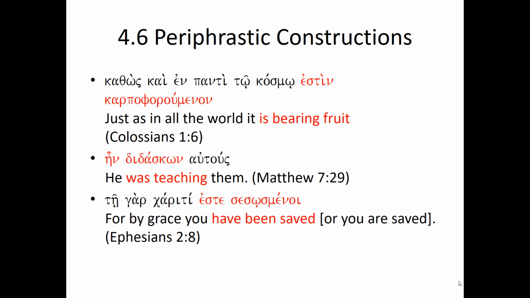And then one with present tense being verb and a perfect tense participle. Te gar chariti este sesosmenoi. For by grace you have been saved, or you are saved. This one comes down to a perfect tense. What's the sense being expressed? Is it focusing more on the past action or more on the resulting state? But so all three of these are roundabout ways of saying what could have been said with just a normal finite verb.